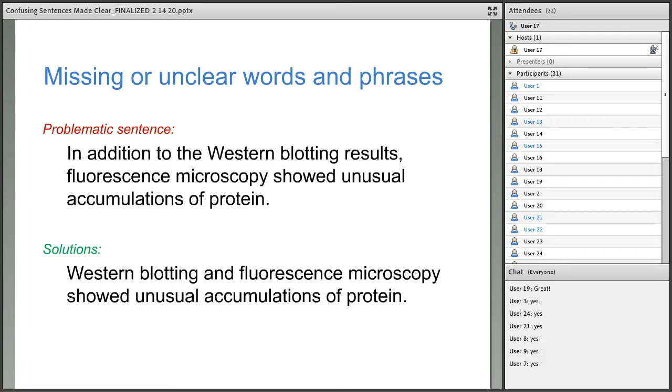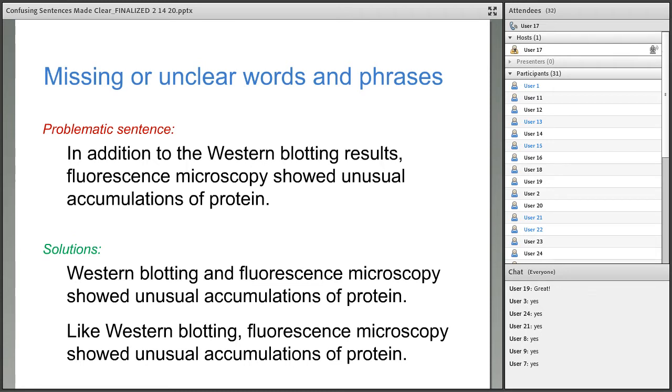To fix this sentence, we need to establish what was showing unusual accumulations of protein. The sentence tells us that fluorescence microscopy showed unusual accumulations of protein, but what the author is trying to say is that Western blotting did too. To make this clear in the sentence, one option is to completely rewrite it to read, "Western blotting and fluorescence microscopy showed unusual accumulations of protein."